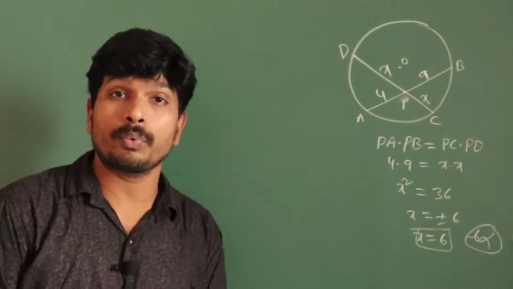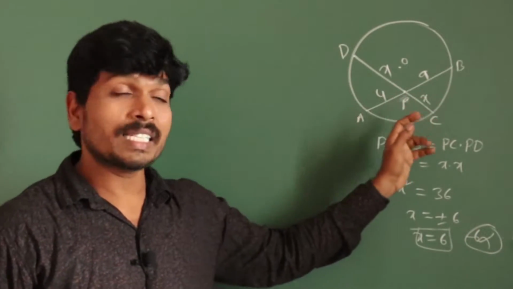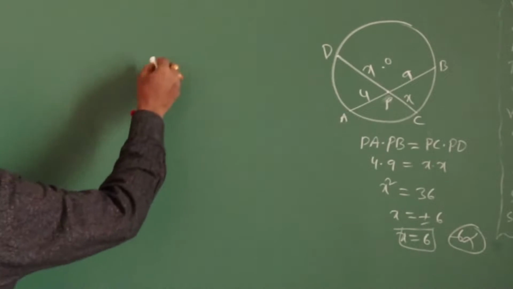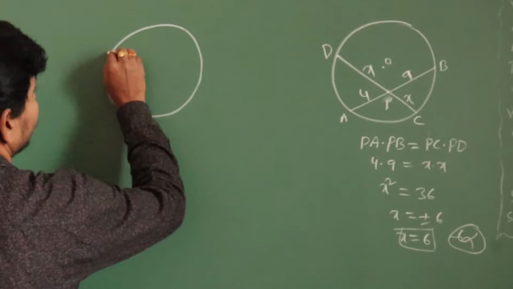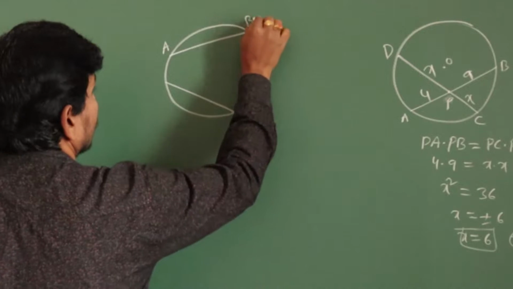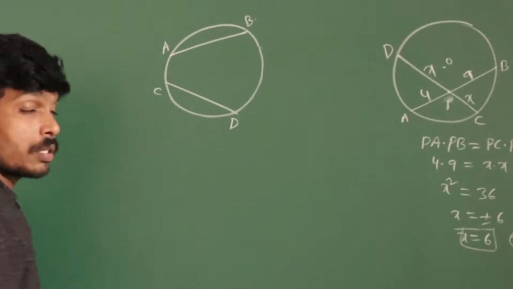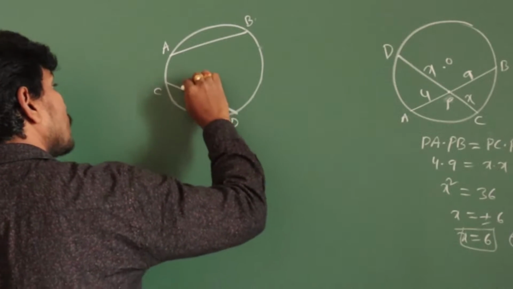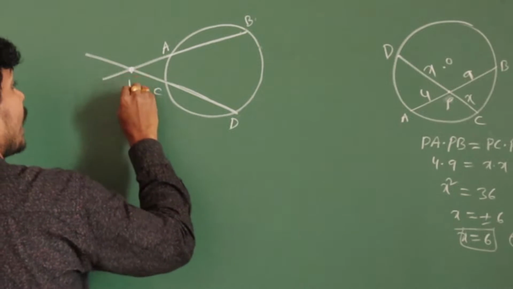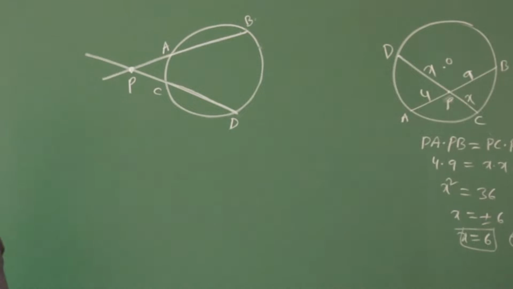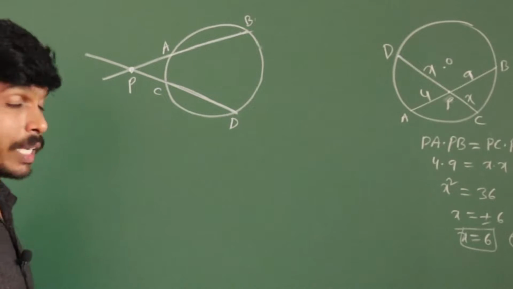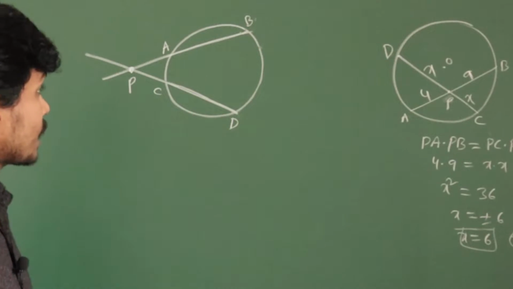It is the best result we proved when the two chords' intersecting point P is in the interior of the circle. Now again I am taking a circle, and AB and CD are the two chords. Extend these two chords. The chords intersect externally. That point P is not in the circle. That is the external point.